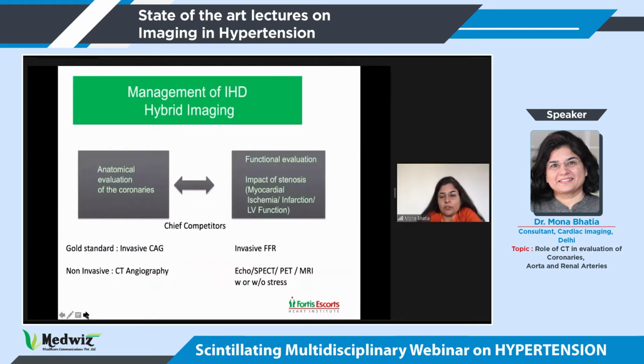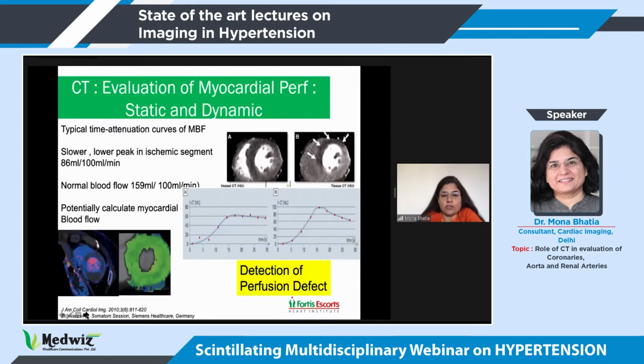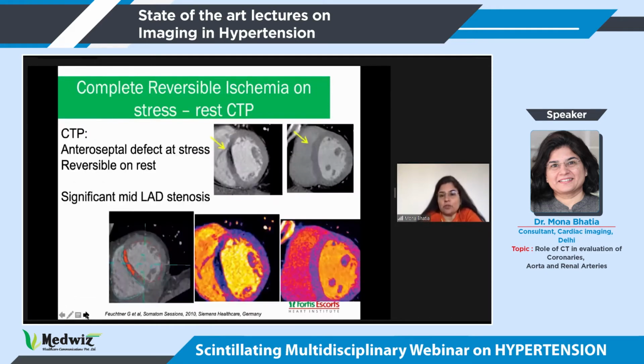Further, beyond just looking at the epicardial vessels, in the management of ischemic heart disease, and particularly in these patients who are hypertensive and come in for evaluation, we want a hybrid imaging, and CT has the advantage because it can look at not only the anatomical evaluation of the coronaries, but also the functional evaluation to understand the impact of stenosis in terms of ischemia, infarction, and LV function. CT allows both static and dynamic evaluation of myocardial perfusion for the detection of a perfusion defect. And then we can do stress and rest CT perfusions.